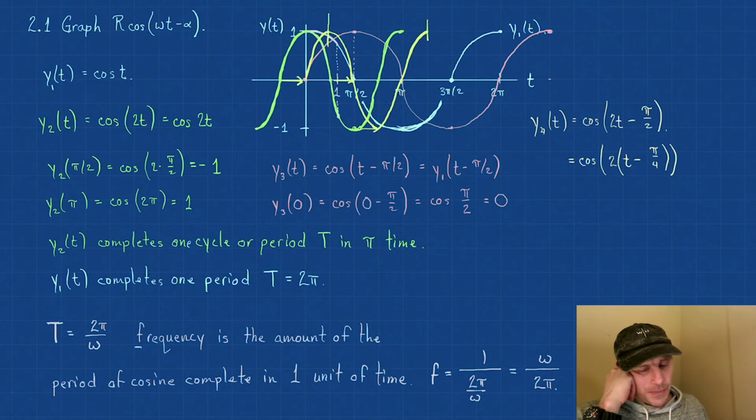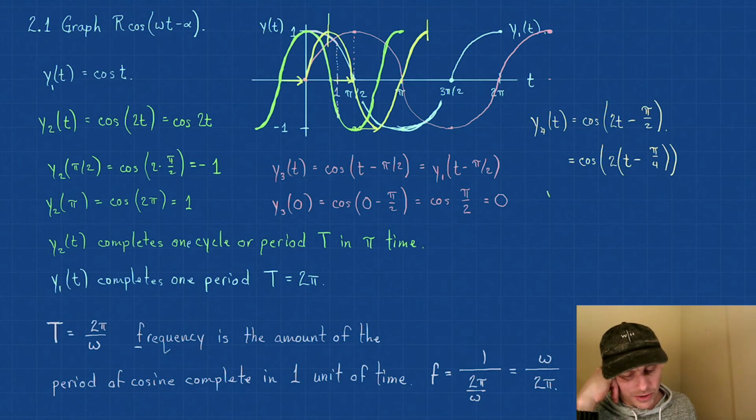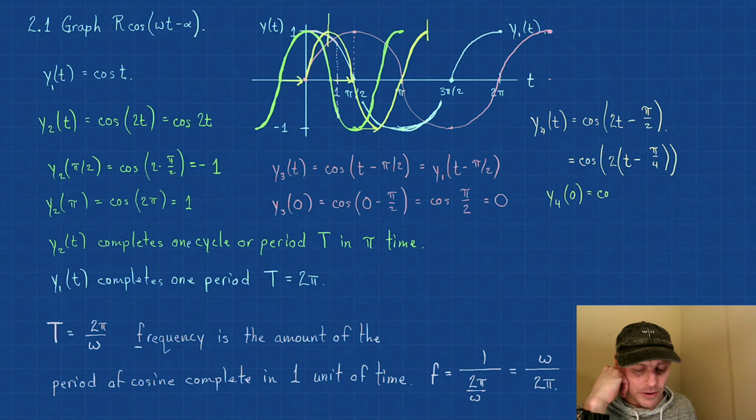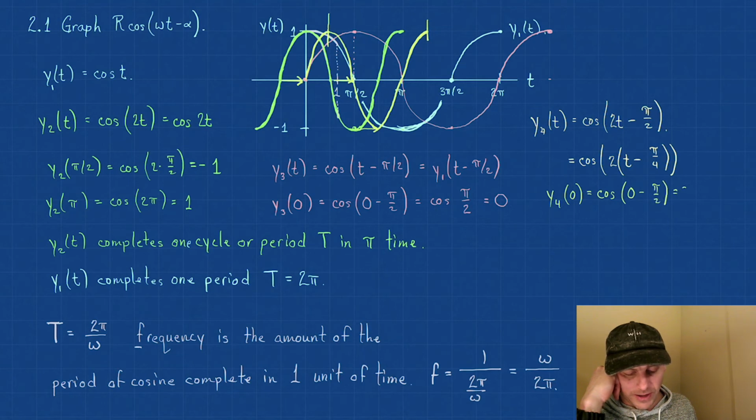Well, the other thing though is let's check. Notice according to our graph, it starts at 0. Let's just make sure that works. y4 of 0, let's see if it matches our graph. This is the cosine of 2 times 0, that's 0, minus pi over 2. Oh, and we already discovered that that is in fact 0.